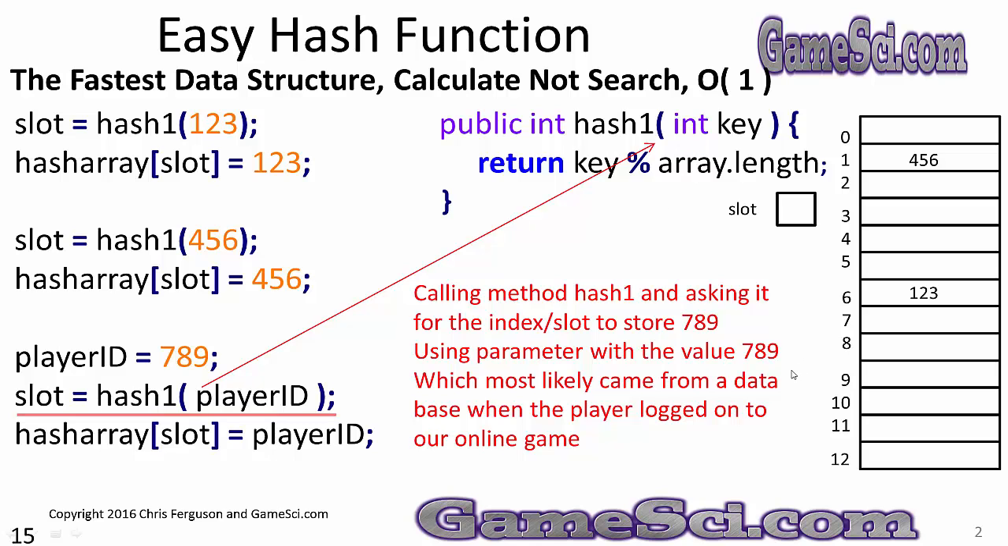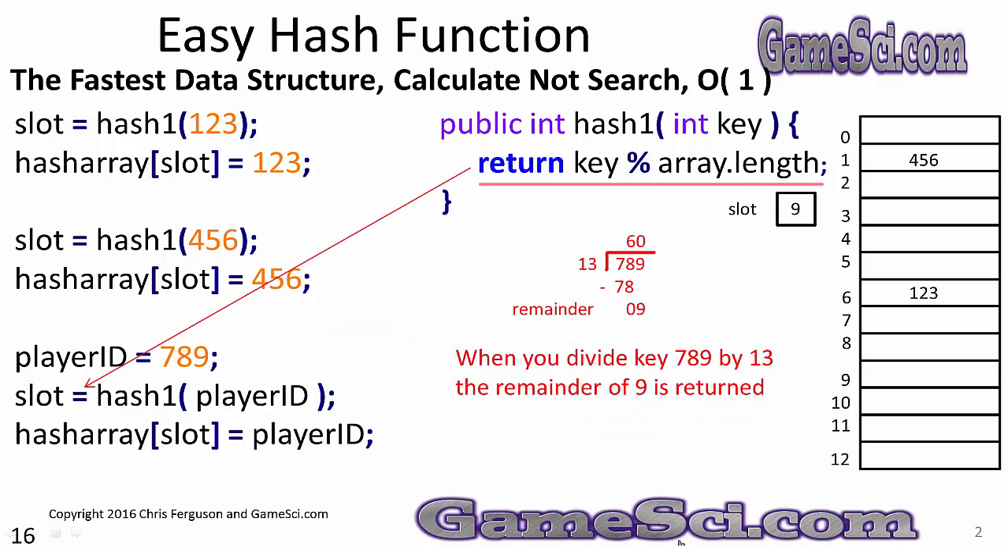Using a parameter with the value 789, which most likely came from a database when the player logged on to our online game. Once again, we got to do a little math. No one ever promised you there'd be no math involved in computer science, and we have to understand the math to understand the hash table and the hash function. So let's do this calculation. Key modulus array.length. Well, the key we passed is 789. The length of the array is 13. We need to do a little division and calculate the remainder.